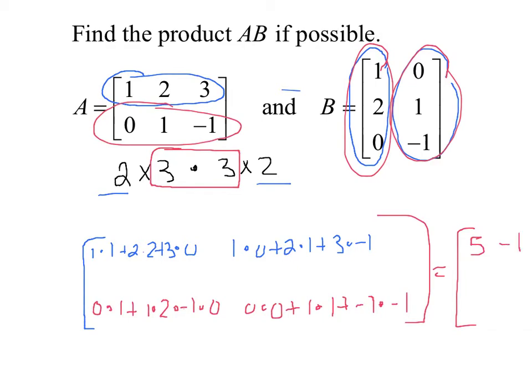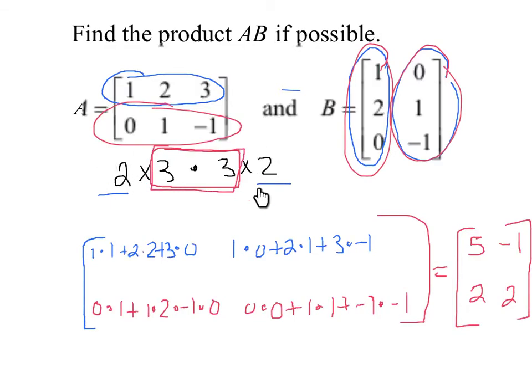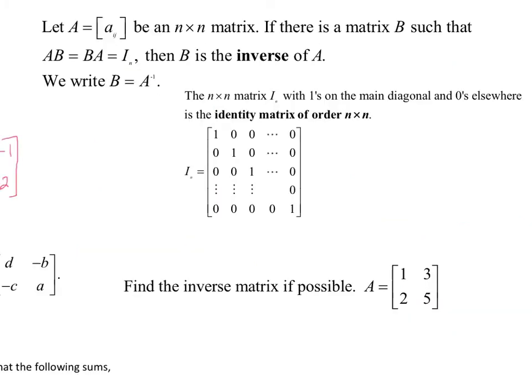0 plus 2 plus 0, 2. 0 plus 1 plus 1, 2. So there is the product, the matrix 5, negative 1, 2, 2. See how the 2 in the middle match, and you end up with the 2 by 2 outside. Okay?